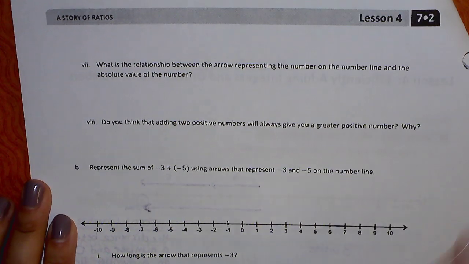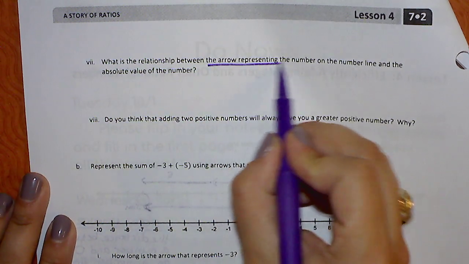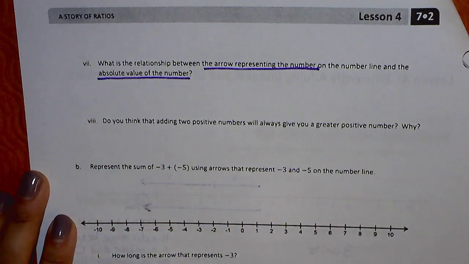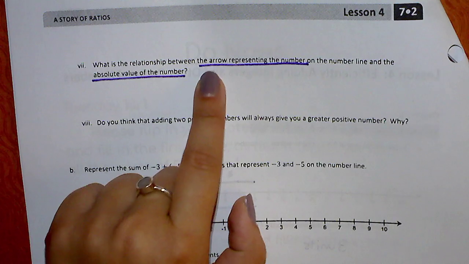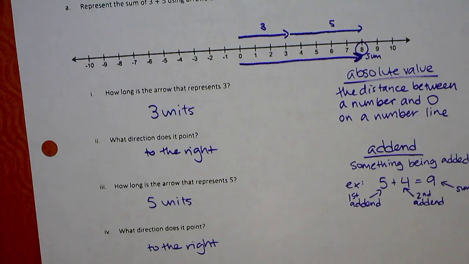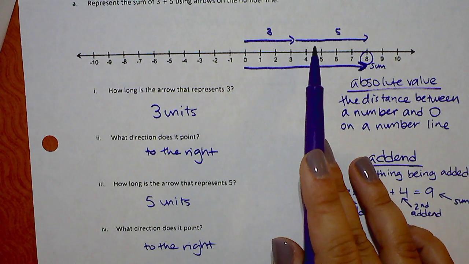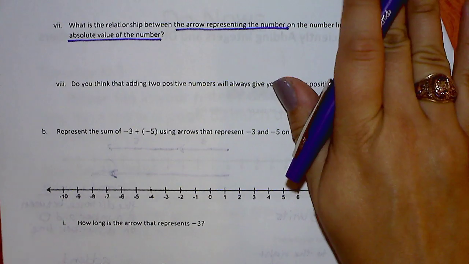This question asks, what is the relationship between the arrow representing the number on the number line and the absolute value of the number? Let's go back and look. When we represent a number with an arrow, how is the absolute value related? When we represent 3, it's 3 units long to the right. 5 is 5 units long to the right. 8 is 8 units long to the right. So the length is the absolute value.